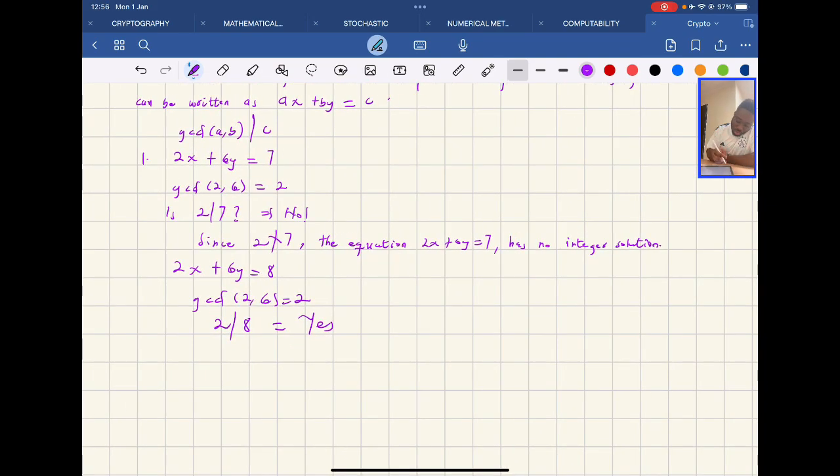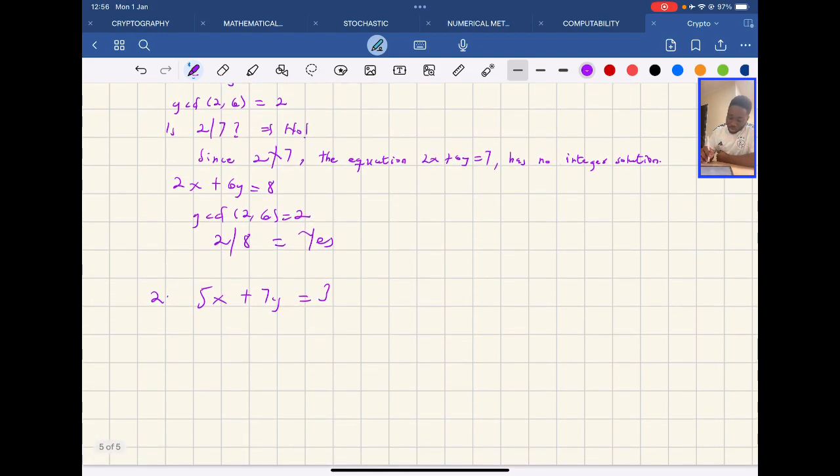Now let's move on to a second example. A second example is when you have 5x plus 7y is equal to 3. With this, the same thing: we have to check if the GCD of 5 and 7 is a divisor of 3. Now, what is the GCD of 5 and 7?